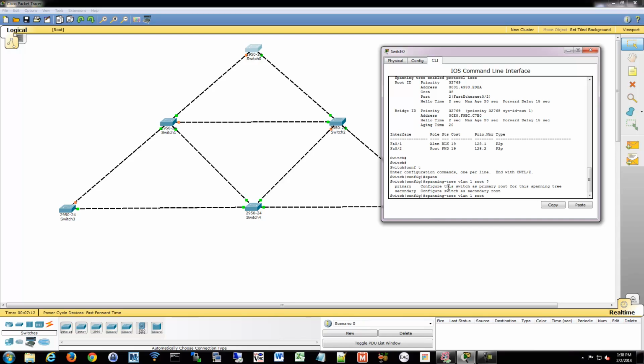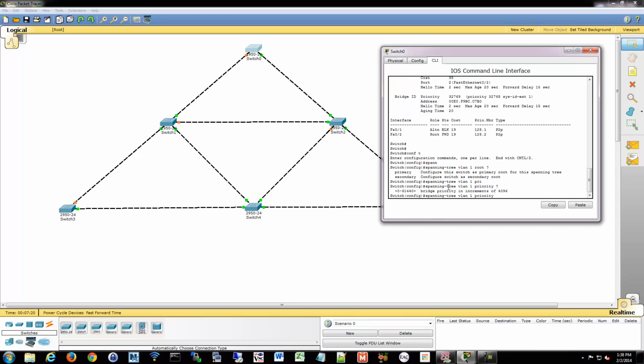So one way of doing it is you can set the priority all the way to 0, and you can do so that instead of using the root keyword, you can use priority, and then you could force the priority to 0, and that would theoretically make this always the root, but you can also do it with the keyword, which makes it a little easier to read.